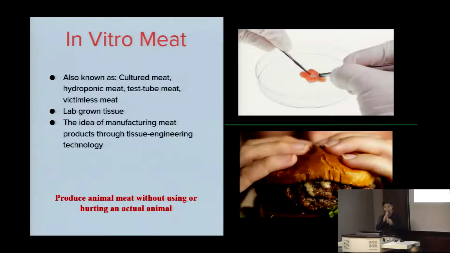The type of synthetic or artificial meat I'll be talking about is in vitro meat. It's also known as cultured meat or test tube meat. It's grown in the lab, so you don't actually harm an animal. The idea of manufacturing meat is through tissue engineering technology, which I will talk about in a bit. The main purpose is to produce animal meat without using or hurting an actual animal. The references will be on the last page.